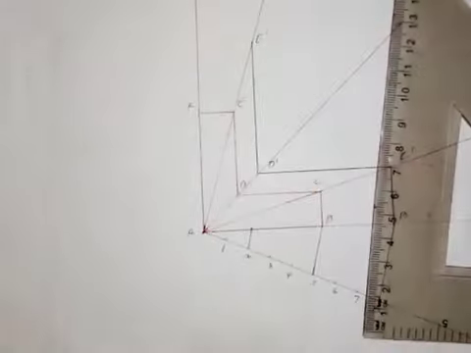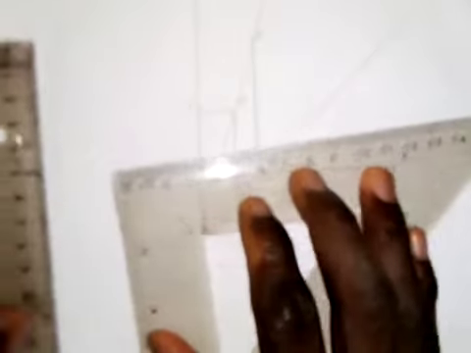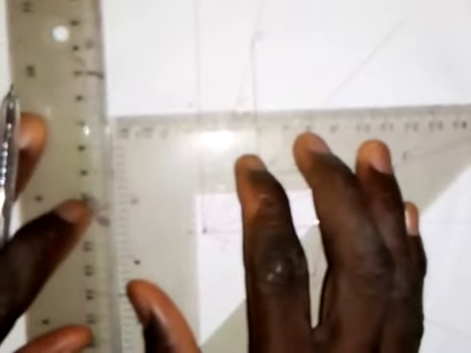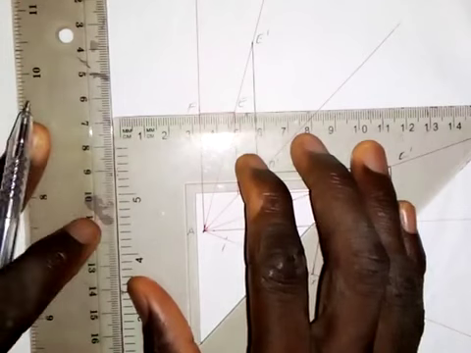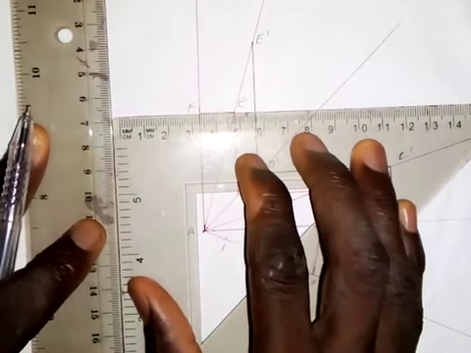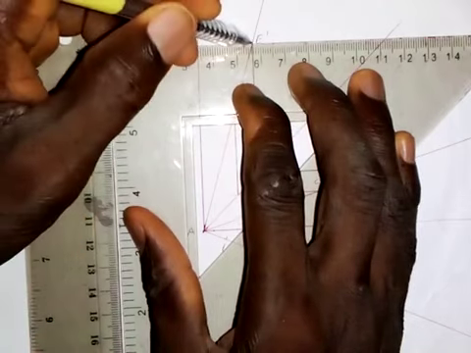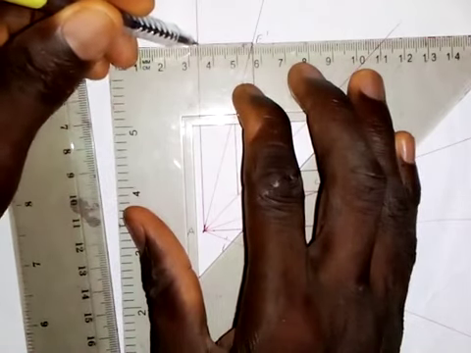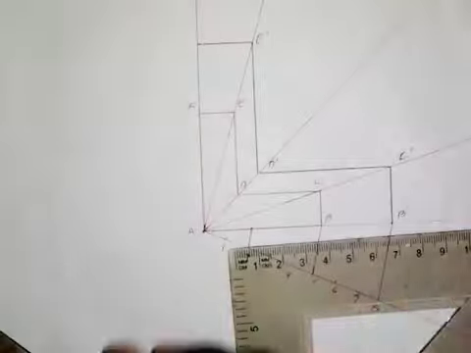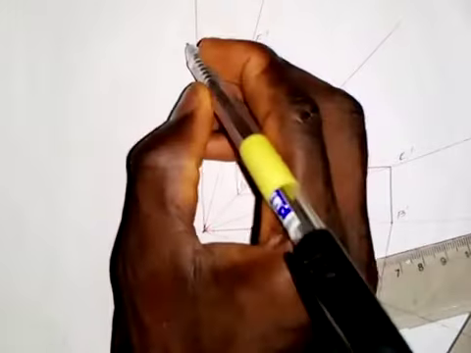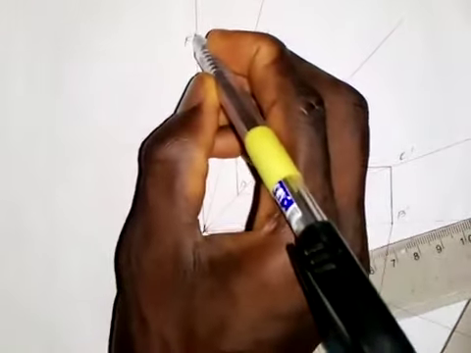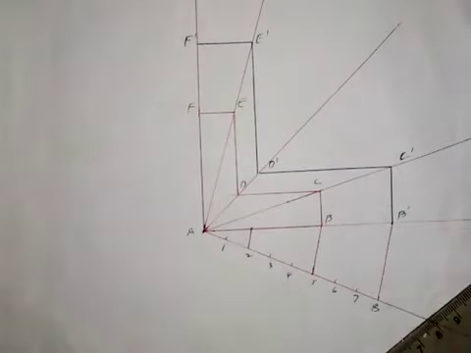So this is E1. Then I will now set my set square on EF. So then shift it to point E1 like this. So draw a line from E1, meeting this vertical line. So this is point F1 here. Okay, now so that is for the enlargement.